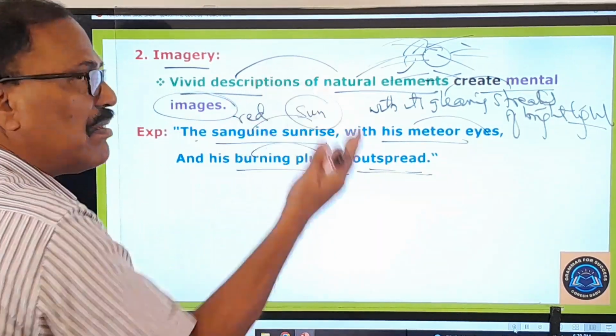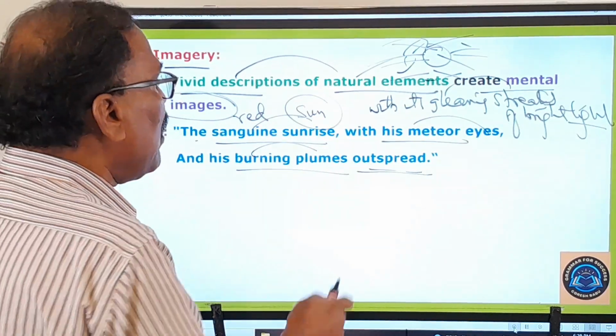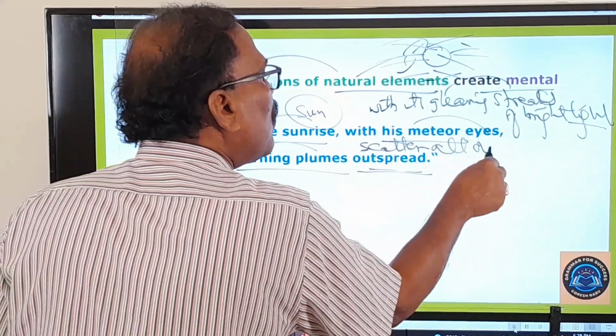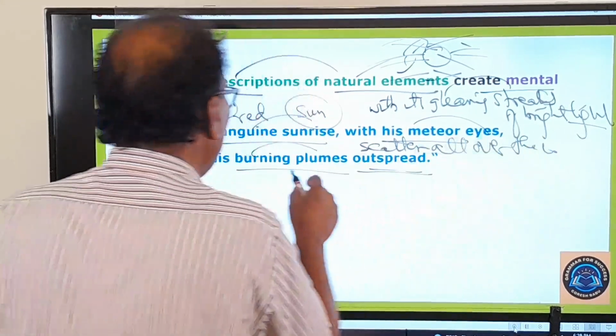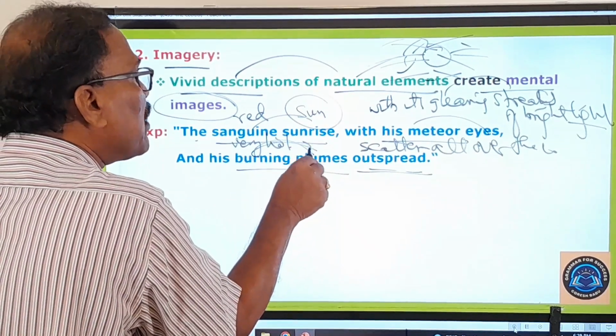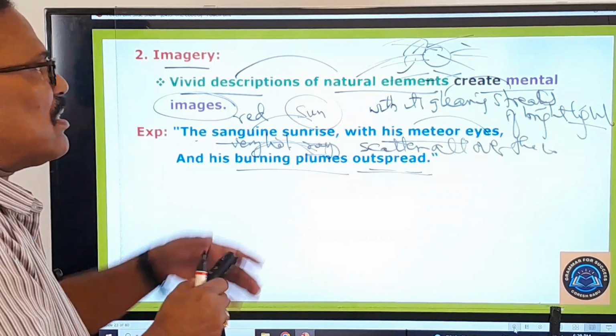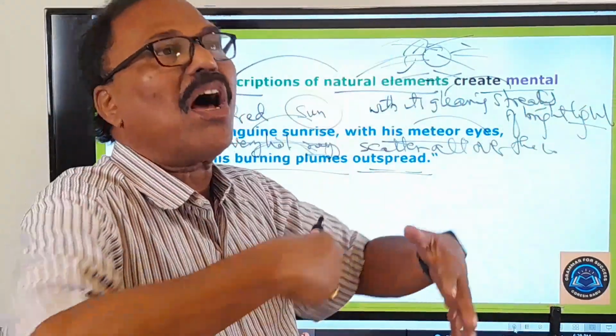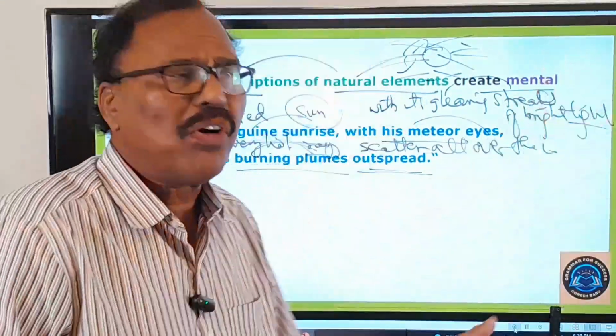And after the sunrise, what does the sun do? It will outspread. Outspread means it will scatter all over the world. What is that? All over the world, burning plumes. Burning means very hot. Plumes means here rays. So after the sunrise, what does the sun do? It will scatter. It will outspread all over the world.